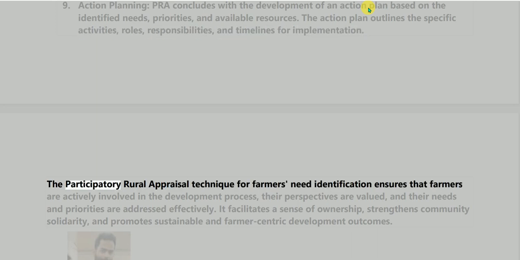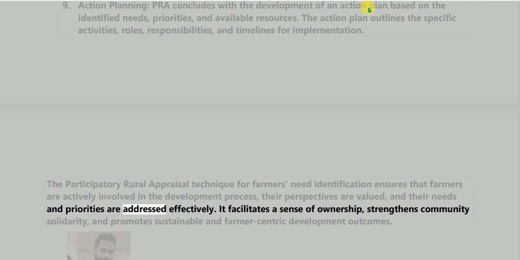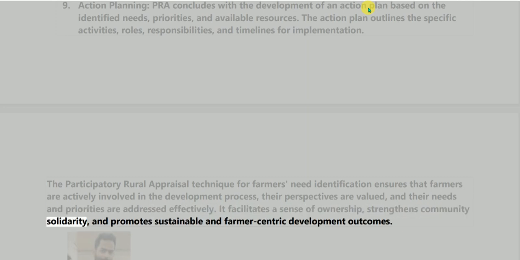The participatory rural appraisal technique for farmers' need identification ensures that farmers are actively involved in the development process, their perspectives are valued, and their needs and priorities are addressed effectively. It facilitates a sense of ownership, strengthens community solidarity, and promotes sustainable and farmer-centric development outcomes.